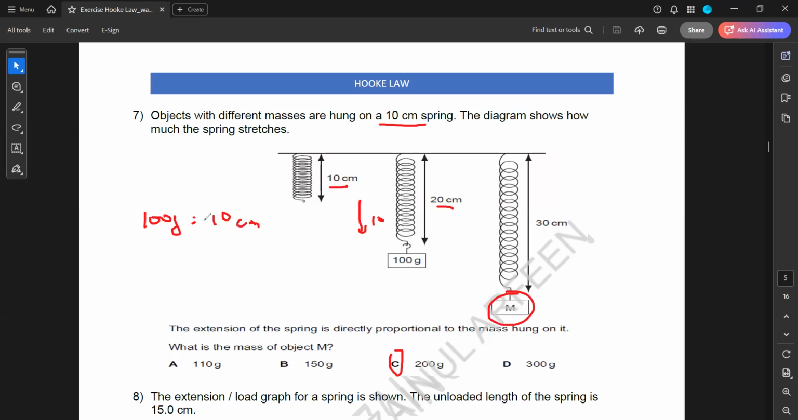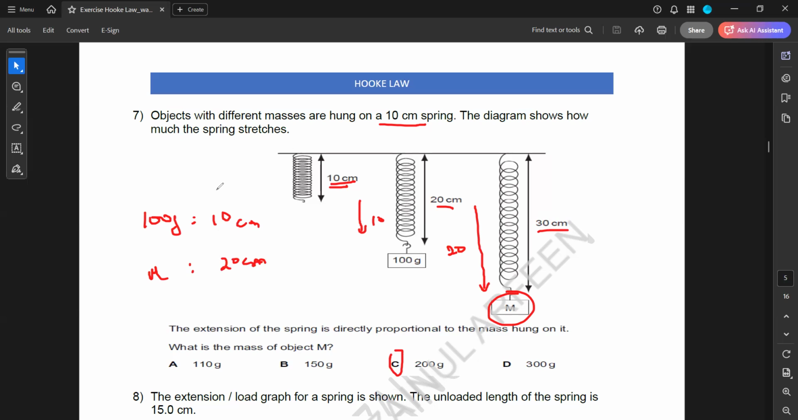When we add a load M, what is the extension? The total length is 30. Originally it is 10 and the total length is 30. So how much has it increased? It is increased by 20. So M is causing a 20 centimeter extension.